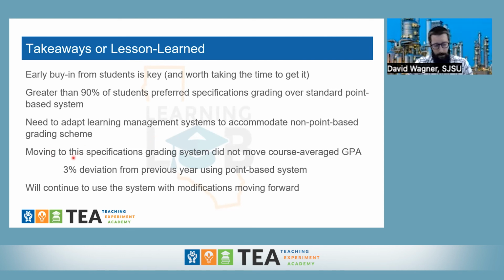And actually, the key result, of course, is that moving to the specs grading system did not actually move my course average GPA. Every other year I've used the points-based system or something very similar, and last fall there's only 3% deviation from the course average GPA. So it was right in line with everything else. There have been at least 35 to 50 students every year in each cohort.